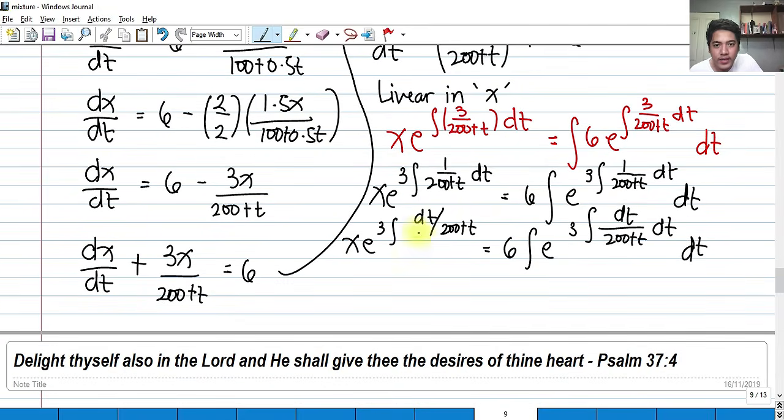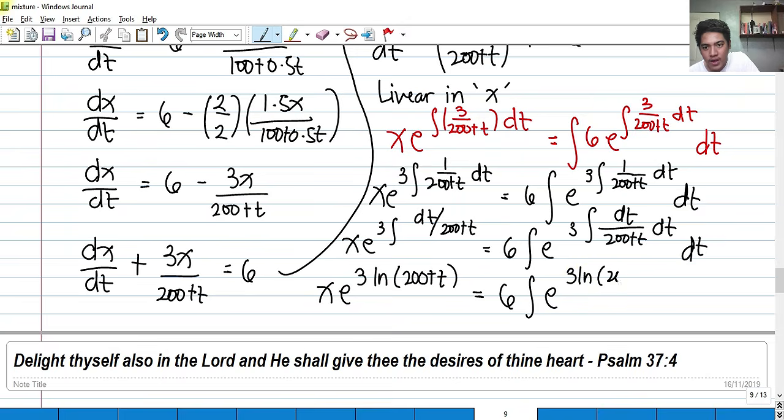So, if I'm going to integrate this, this is simply ln. So we have x e raised to 3 ln of 200 plus t. If I let u equal 200 plus t and take the derivative, that is simply dt. So we have du over u, that is simply ln of u, of which our u is 200 plus t. So we have equal to 6 times the integral of the same, e raised to 3 ln of 200 plus t, and we have dt in here.